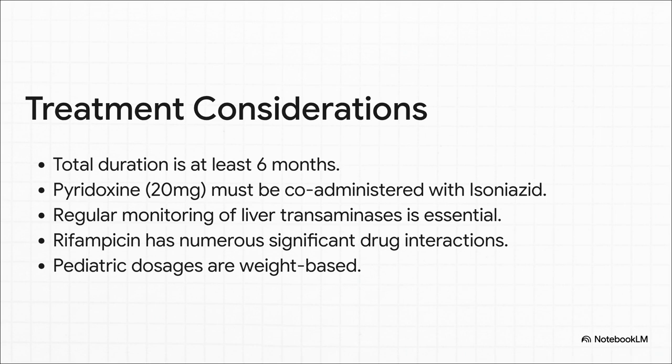Then you have the risks. Isoniazid can cause nerve damage, which is why we give pyridoxine with it. All the drugs can affect the liver. And rifampicin, it's a beast when it comes to drug interactions. It messes with tons of other medications. So this requires constant monitoring.